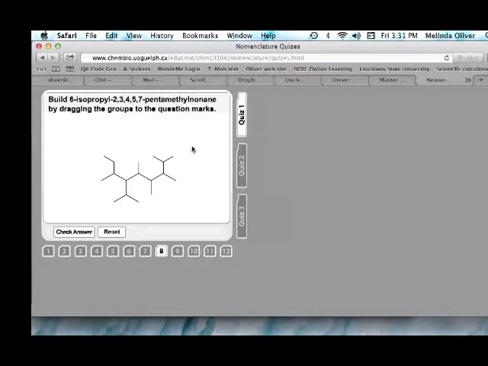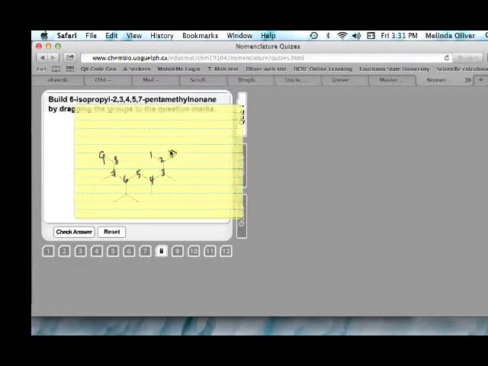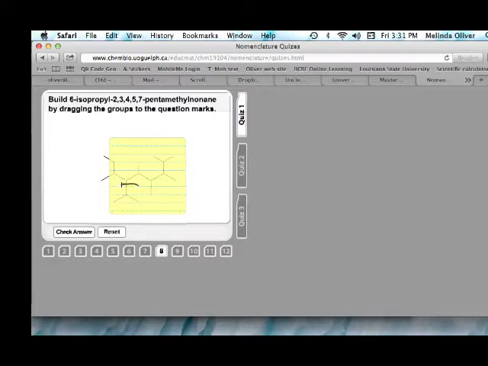And so now once again, counting 1, 2, 3, 4, 5. Oops, I messed up. 1, 2, 3, 4, 5, 6, 7, 8, 9. I've got a methyl group at carbons 2, 3, 4, 5, and 7, just like it says, and an isopropyl group at carbon 6. So that should be my molecule.